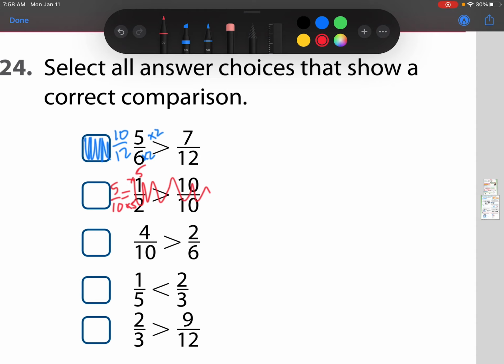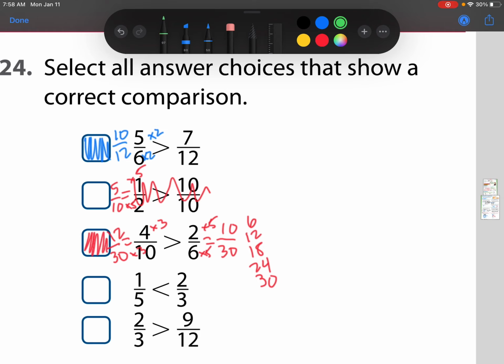Our next one, I don't know how many times 6 goes into 10, or what my least common multiple is, so I'm going to make my multiples of 6. So that's 6, 12, 18, 24, and 30. And look, 30 is going to be that smallest one. So that means this is times 5 times 5. So 10 30ths, this was times 3 times 3. 12 30ths is larger than 10 30ths, so this is a true statement.